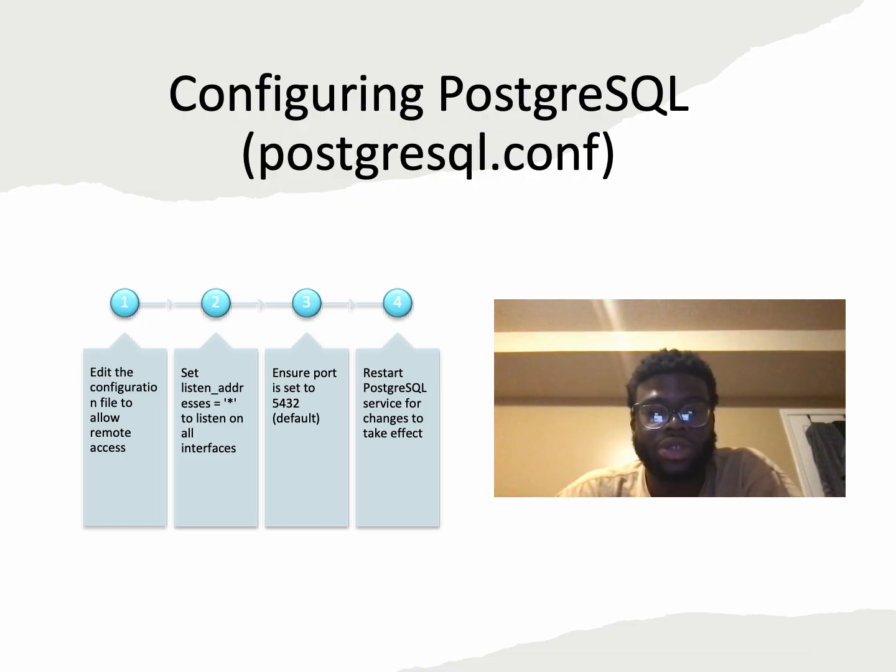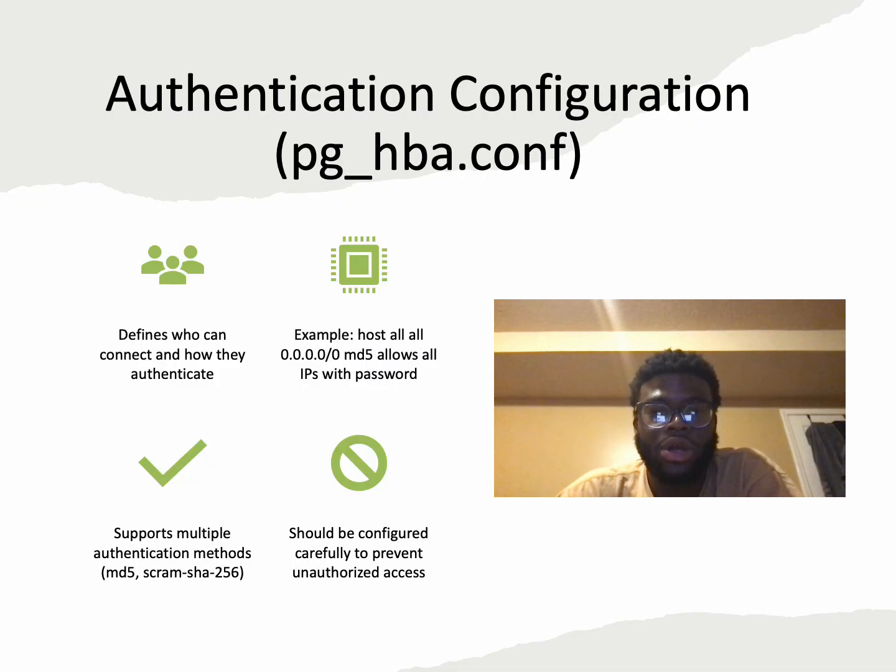So you have to always restart it when you're done configuring. Then the authentication configuration defines who can connect and how they authenticate. For example, host all 0.0.0.0/0 MD5 allows all IPs with password. So basically this is the authentication configuration, telling us who can connect and how they can authenticate.